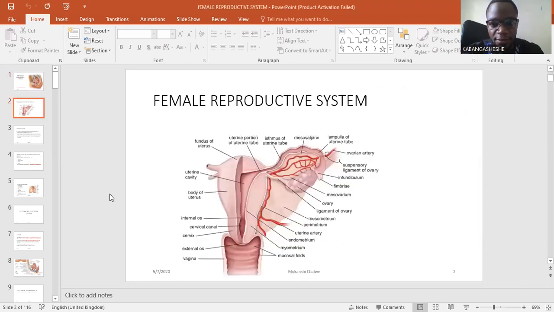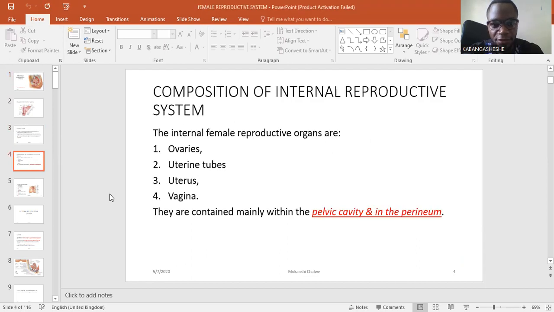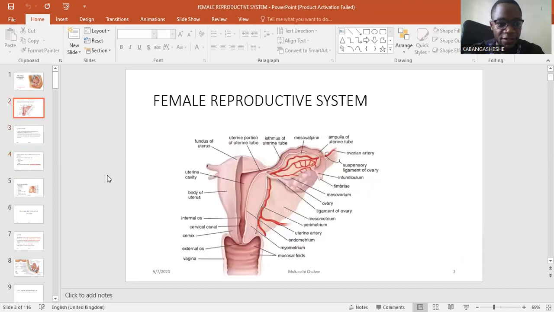Okay, let's see what we have. Those are the parts of the internal female reproductive organs. We have ovaries, which are bilateral, so we have two of them. Then we have the uterine tube, the uterus, and the vagina itself. These are the ovaries, one on each side, so left and right ovary.